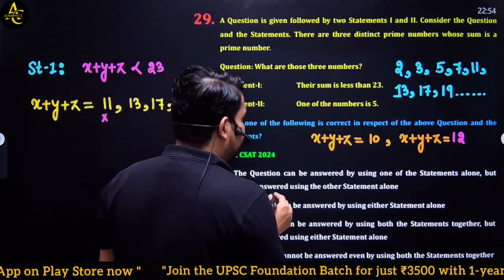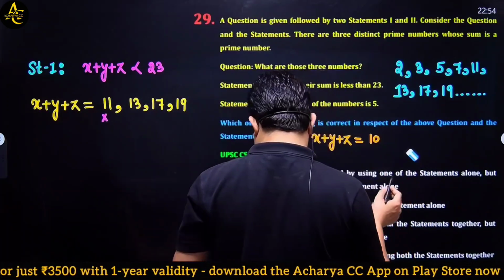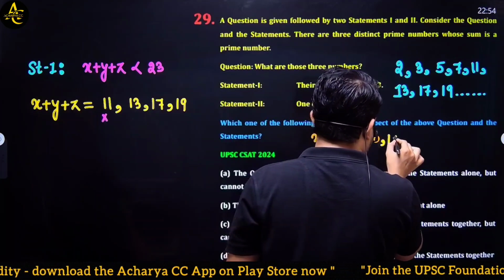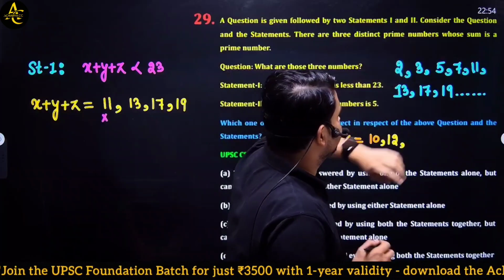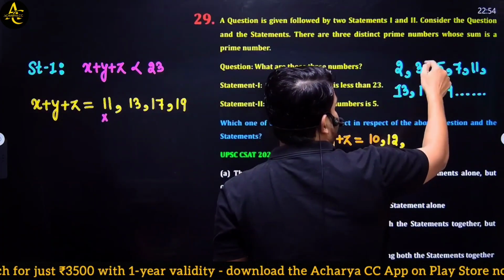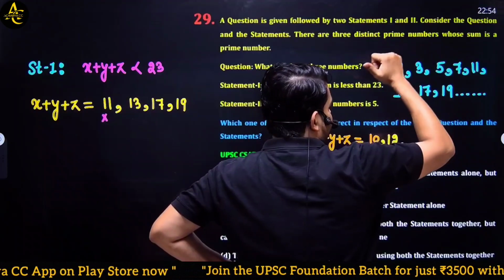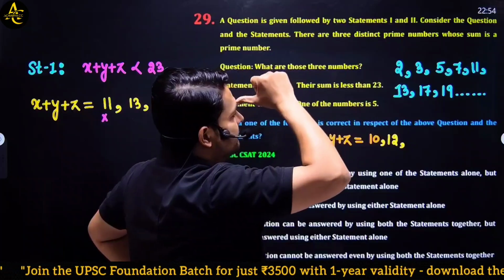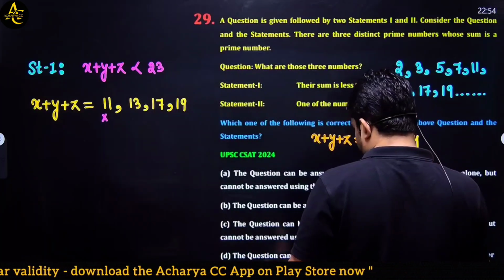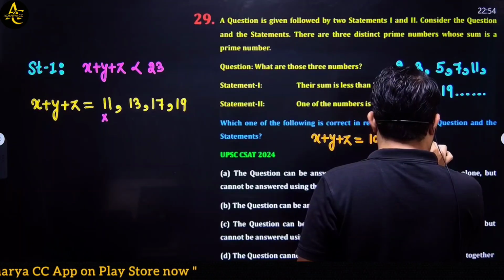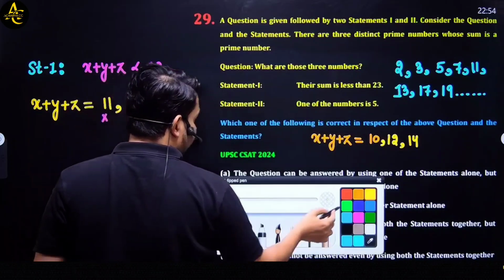Next is the smallest sum. See, if I add 2 plus 3 plus 11, or 7 plus 5 plus 3, or if I take 2 plus 5 plus 7, 7 plus 5 is 12, plus 2 is 14. So I cannot take 13 as my value. So 13 is also not possible.